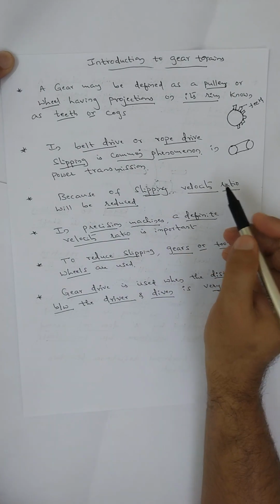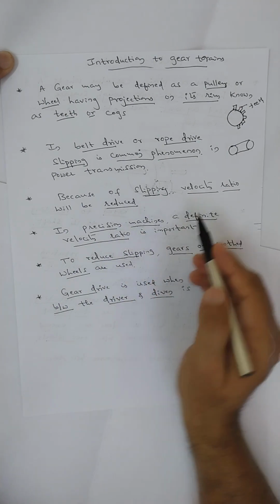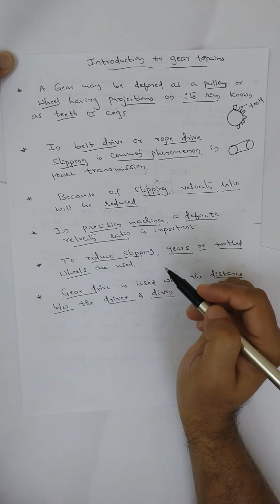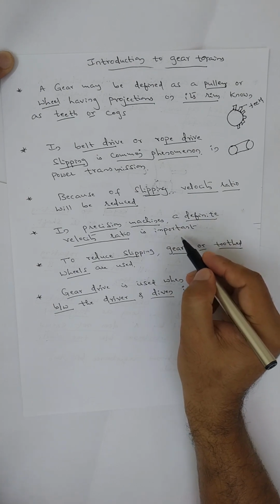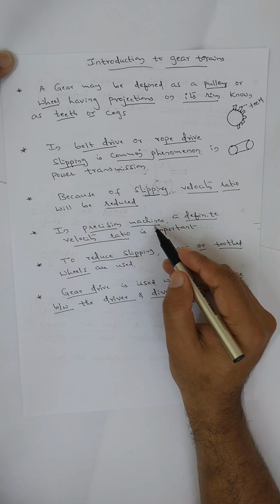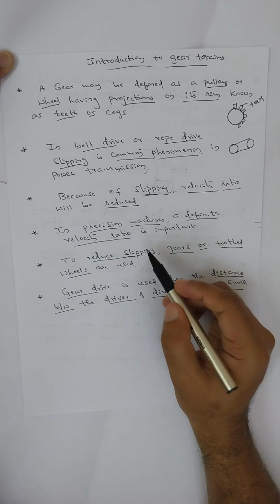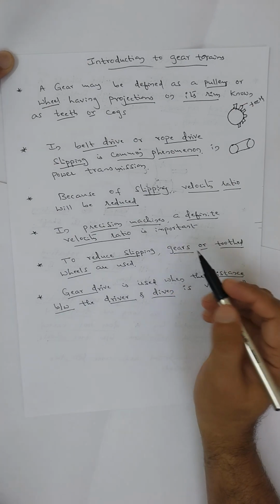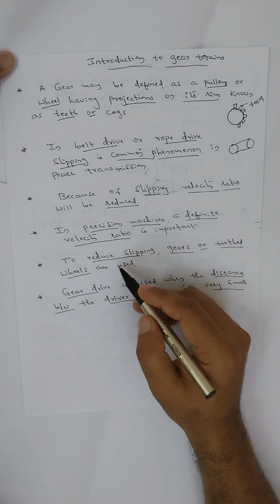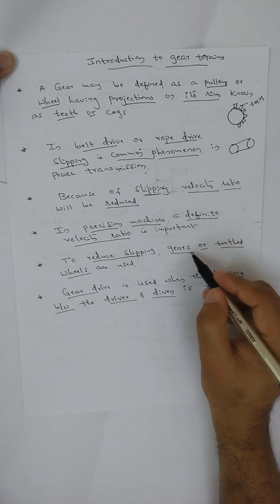Whereas in the case of precision machines, the velocity ratio is very important. That is the main criterion. Velocity ratio will be the main criterion in precision machines. What to do to avoid the slipping here? To avoid this slipping on the plain pulleys, gears are introduced.